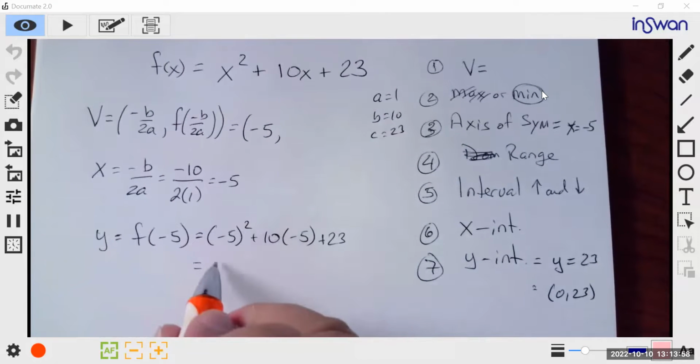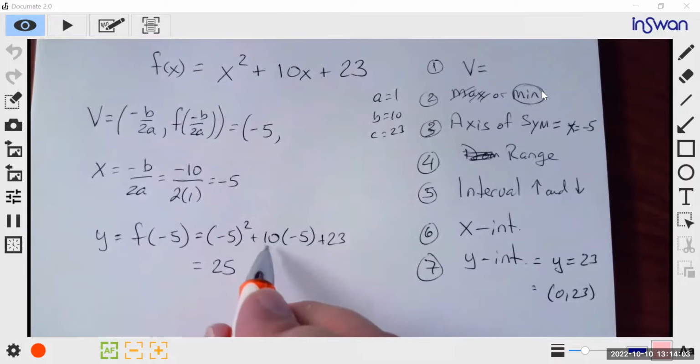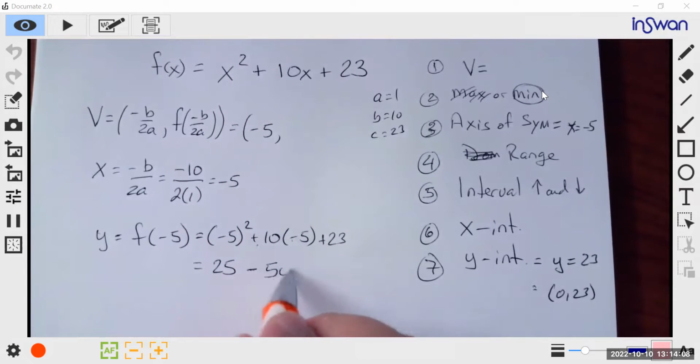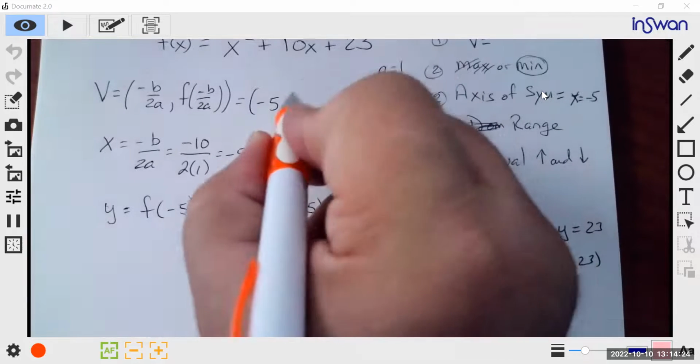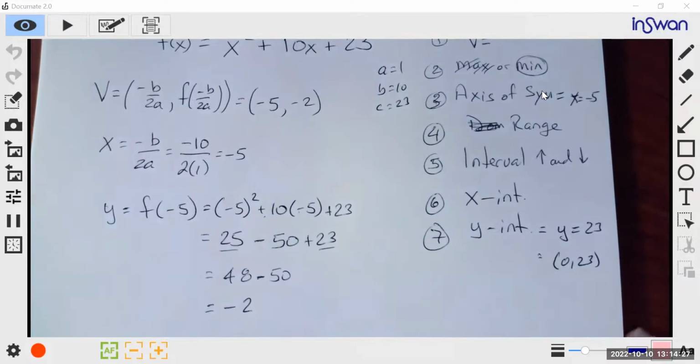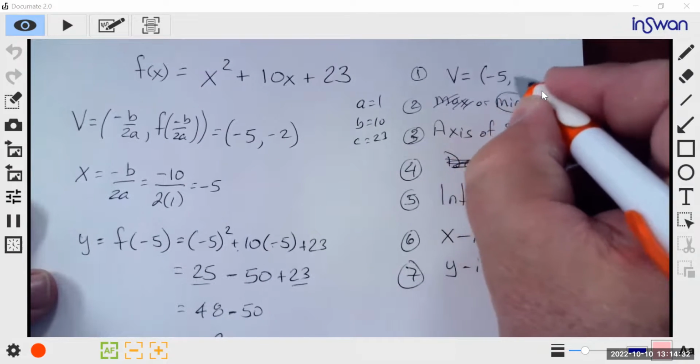Very good. So negative 5 squared is? Positive, because negative times negative is positive. Positive times negative is negative. 10 times 5 is 50. Yeah, so 48 minus 50 is negative. Since 50 is bigger, it's negative. 50 minus 48, negative 2. So the vertex is at negative 5, negative 2.